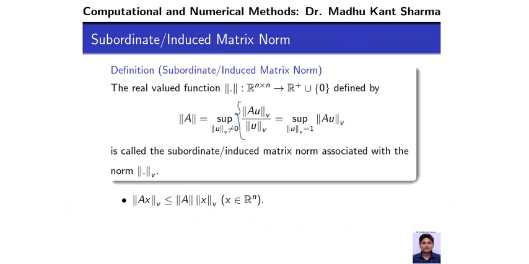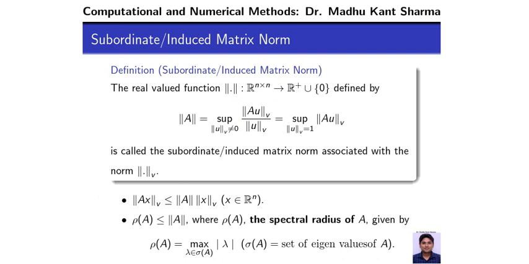Because norm A is the supremum of this set, all of the entries will be less than or equal to norm A. You take any u: norm of Au divided by norm of u is less than or equal to norm A, and norm of u is a non-zero number. So you can multiply both sides, and you will obtain the following inequality.